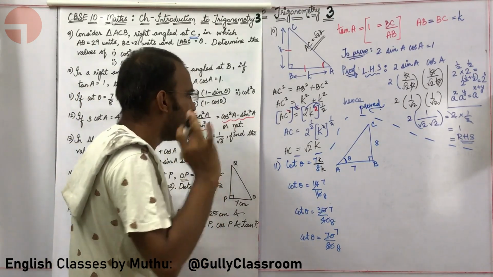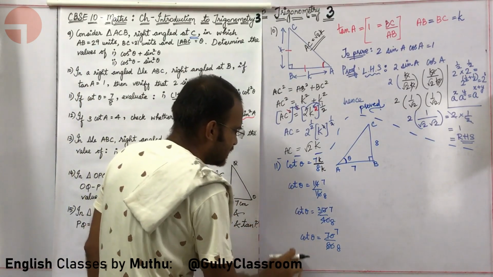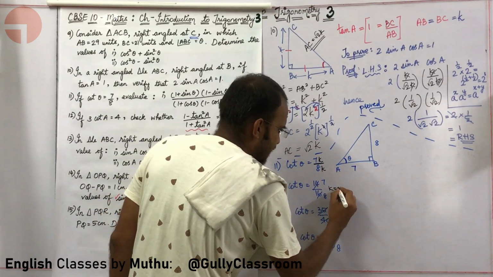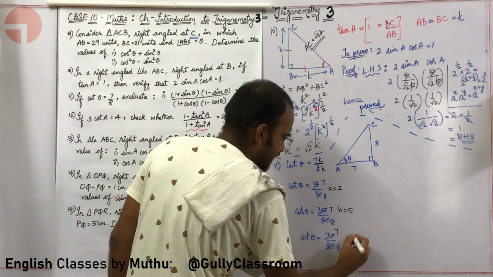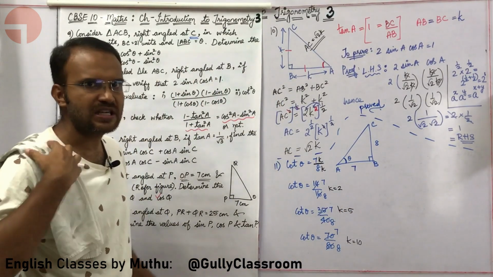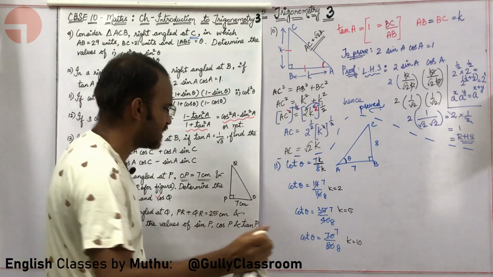Fine sir, what next? All these simply represent this particular term. In this particular case, k is 2. In this particular case, k is 5. In this particular case, k is 10. Are you able to understand why you are adding a k? Yes sir, absolutely sir.